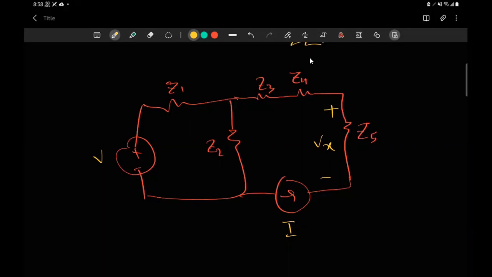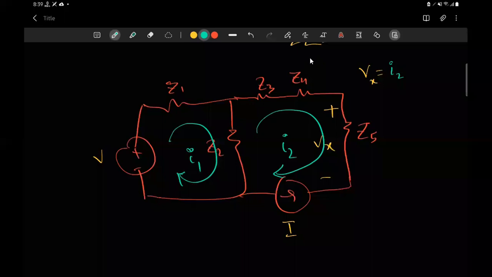I did not create this problem beforehand, so my immediate observation is that we have two meshes here. This is mesh 1, I1, and this is I2. What's the value of Vx in terms of I1 and I2? How can I write Vx? I2 times Z5. Yeah, just think of them as resistors. The value of the resistor is Z5. If you are confused, you can think of it as R5. Remember that this is Ohm's law, following passive sign convention. So yes, Vx is equal to I2 times Z5.